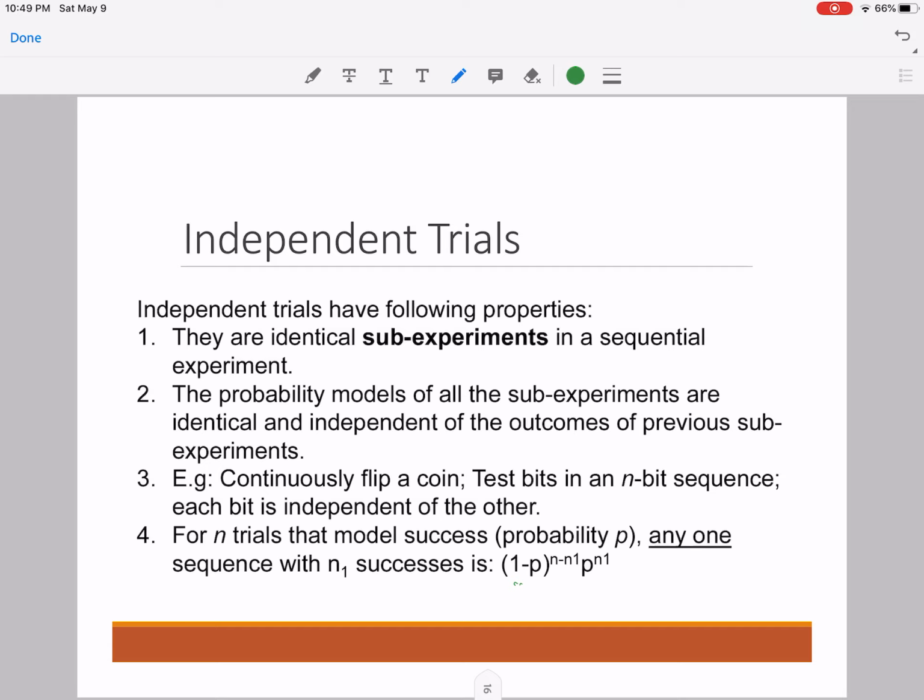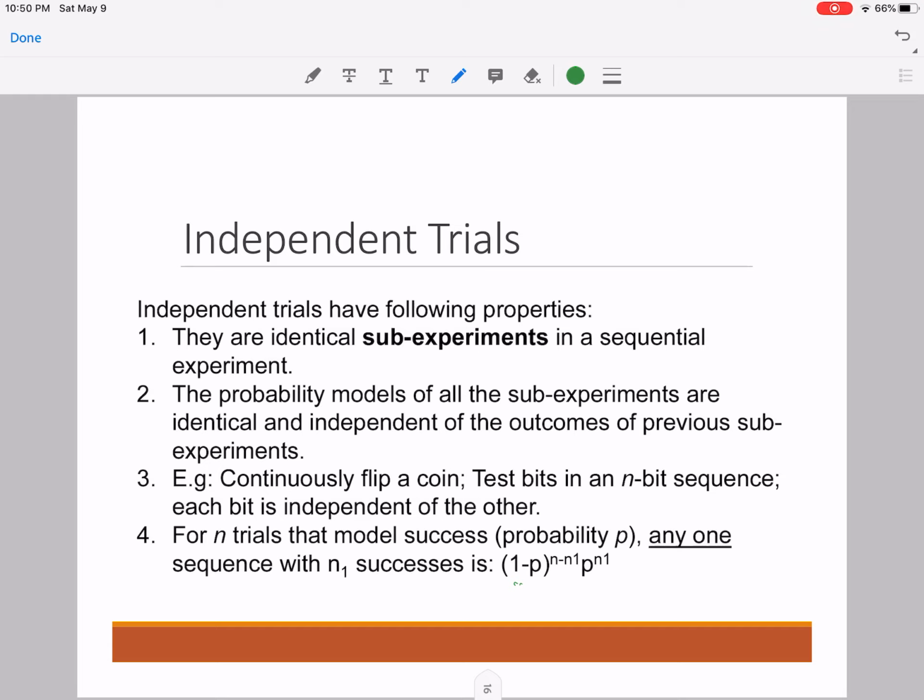In this lecturette, I'm going to discuss independent trials. With independent trials, we are usually interested in finding probabilities of certain sequences that follow a certain property. Let's first define what independent trials are all about.